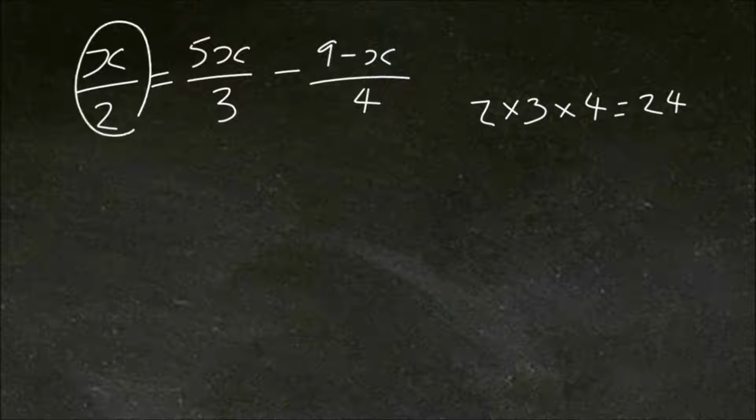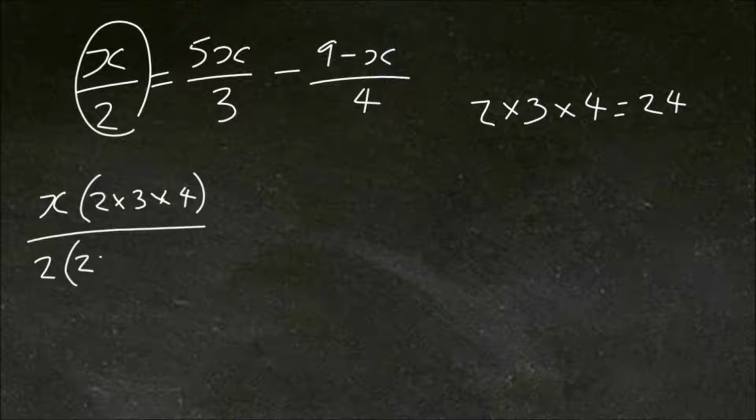For this first one, we could times the top and bottom by something, and the net result is the same. So if we did x times by 2 times by 3 times by 4 divided by 2 times by 3 times by 4, we could cancel a set of 2's. So we'll go this one and this one. So this would be equal to x, and this is 3 times 4, which is 12, divided by 2 times 3 times 4, which is 24.